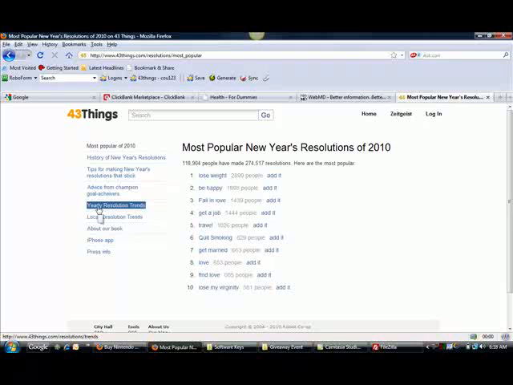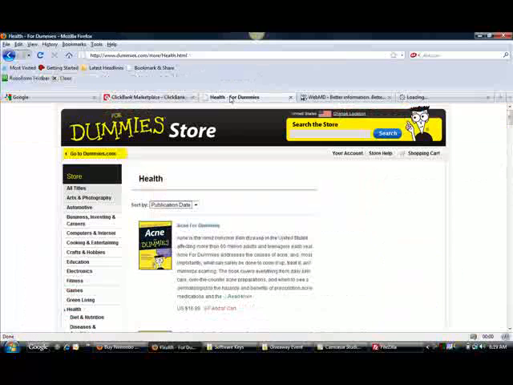You could also look at yearly resolution trends. Okay, so I've given you some ideas, so you can browse through 43 Things as well. You can browse through ClickBank. You can look at the different categories on dummies.com. You could look at WebMD.